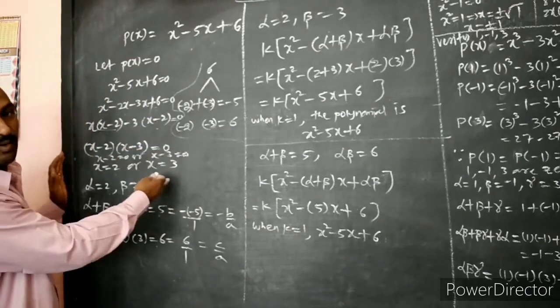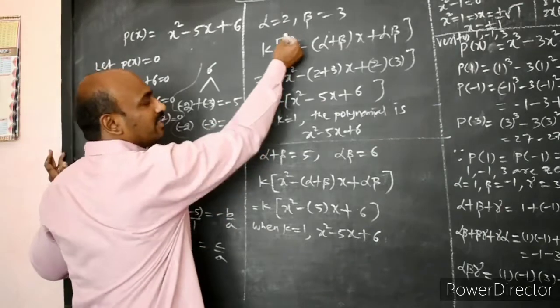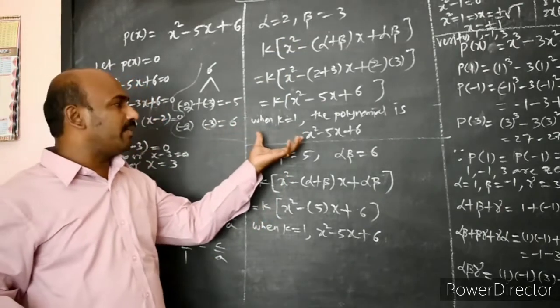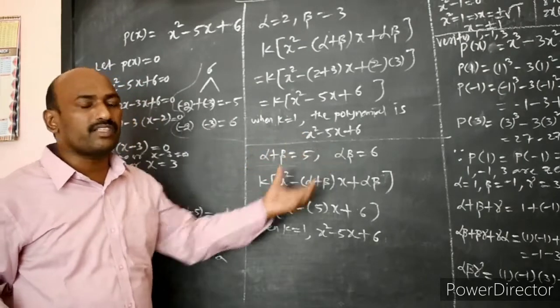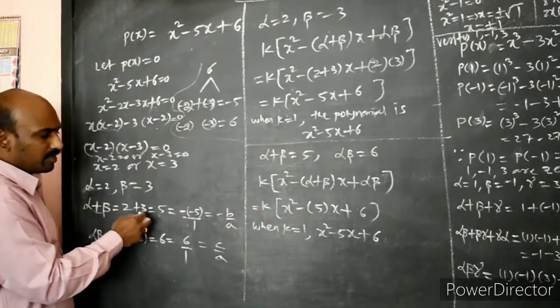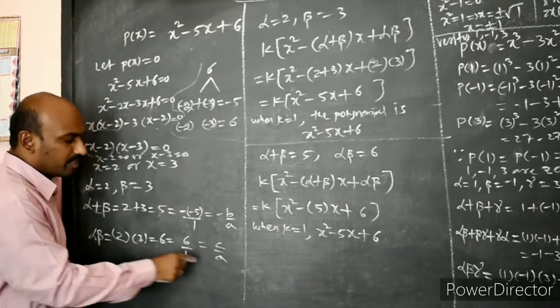Whatever zeros we found here, alpha and beta, again by using those zeros we can make the quadratic polynomial. Again, if the sum and product of the zeros are given, here we already got the sum of zeros alpha plus beta is 5 and the product of zeros is 6.